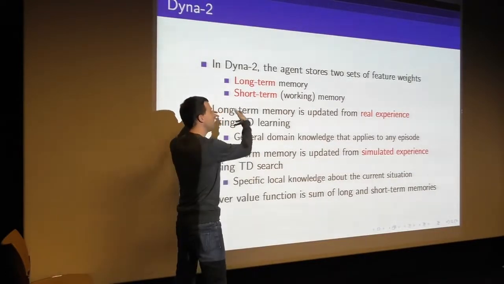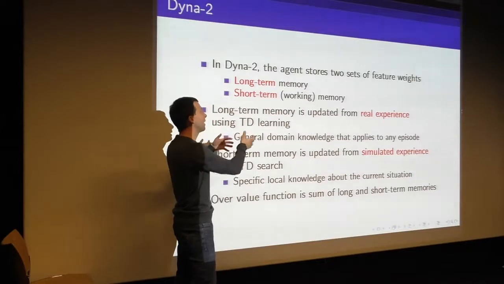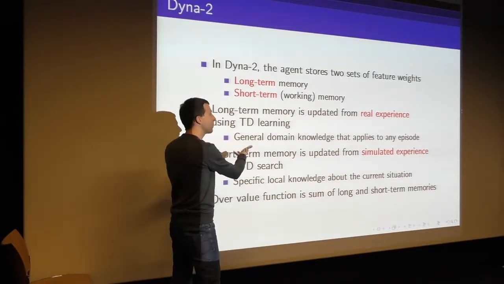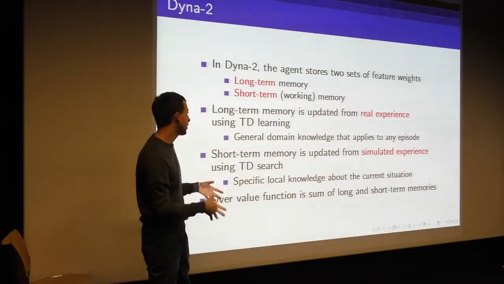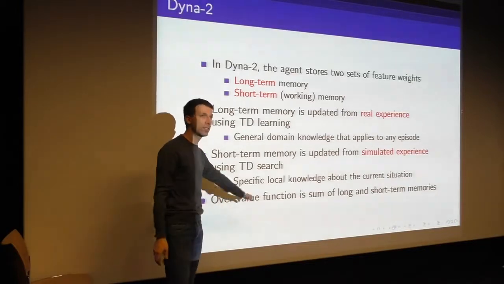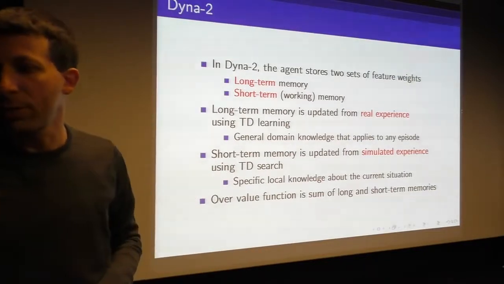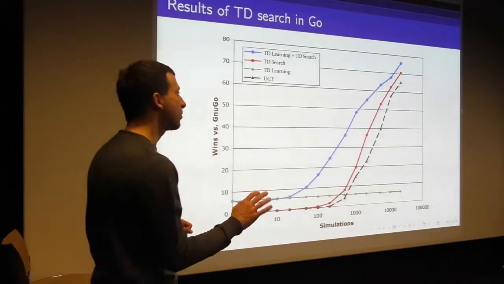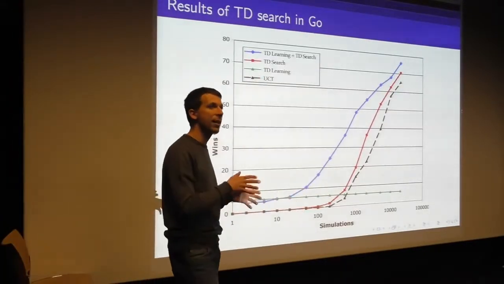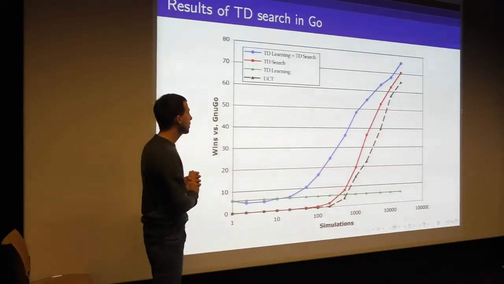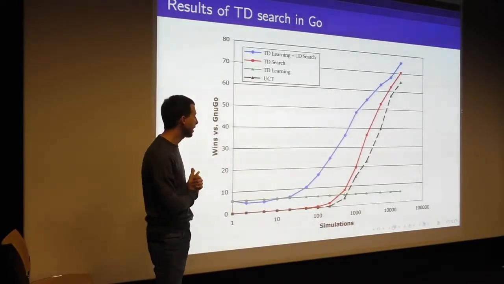So the idea was we maintain two different types of memory. We update one of them from real experience and one of them from simulated experience, and then we sum these two together to give us our overall value function. I'm sorry I don't have time to give more details. I'll just put up one plot, which is just the final slide on this Go example, just to show what happens when you combine these ideas together.